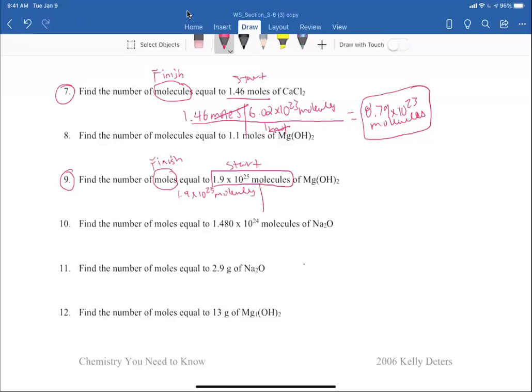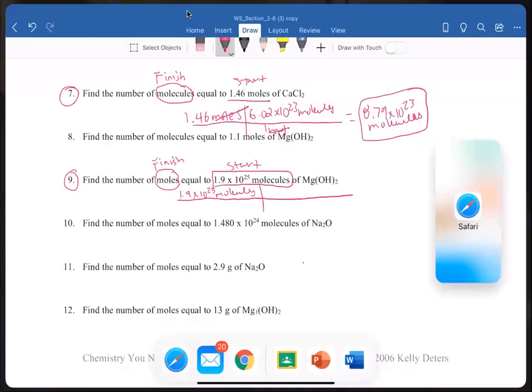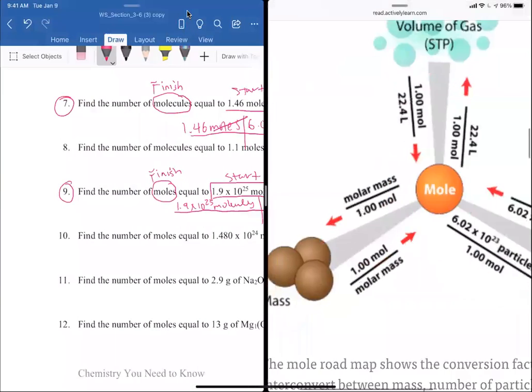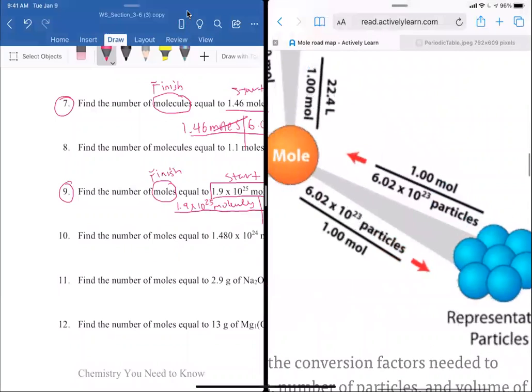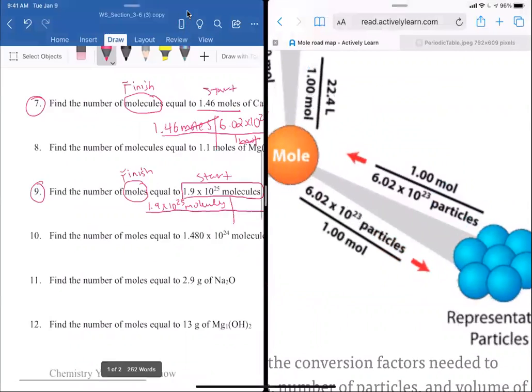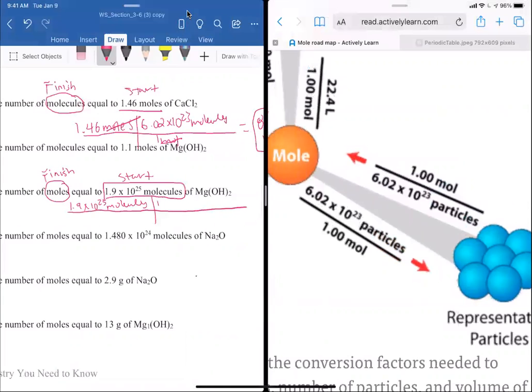Okay, we're starting here. We're finishing in moles. That means we're starting here, and we're going up to moles. So we're using the fraction at the top, meaning it should look like the following: 1 mole over 6.02 times 10 to the 23rd molecules.